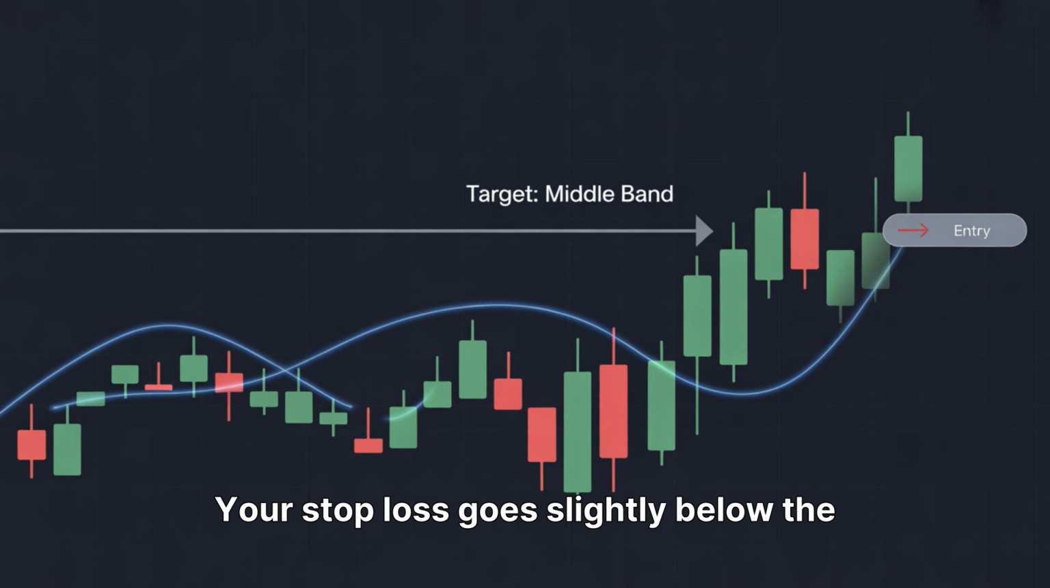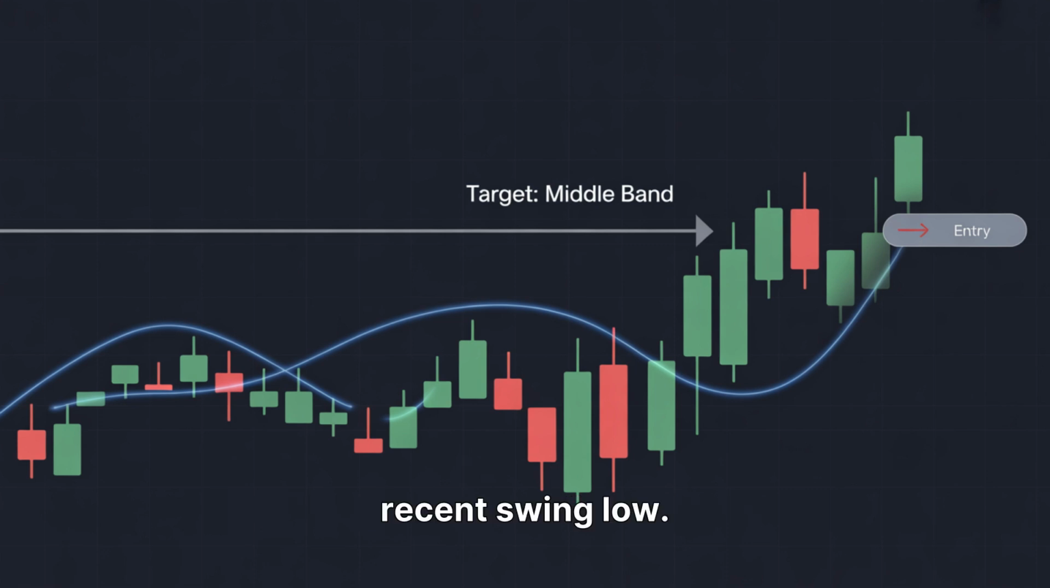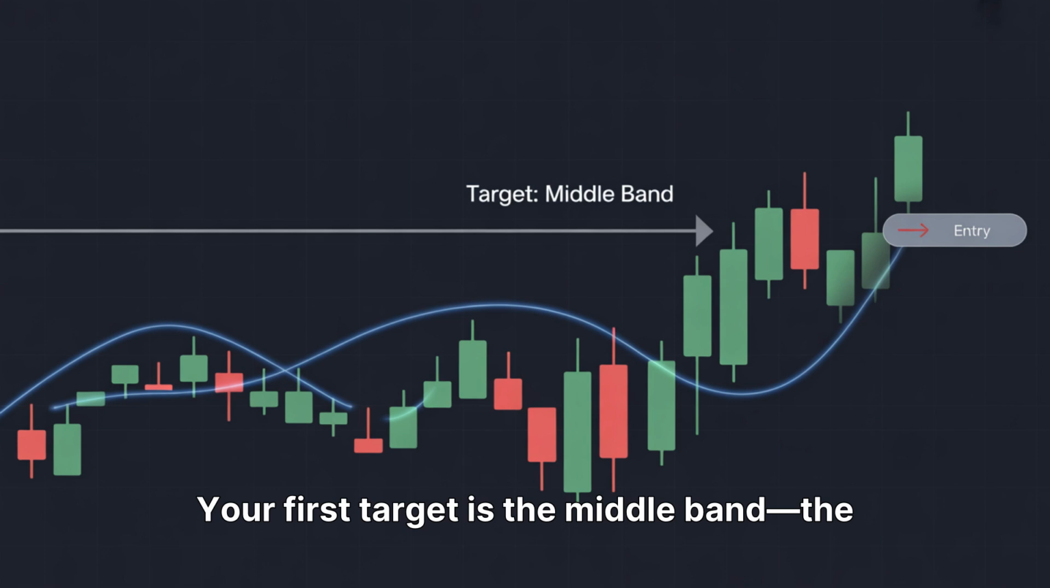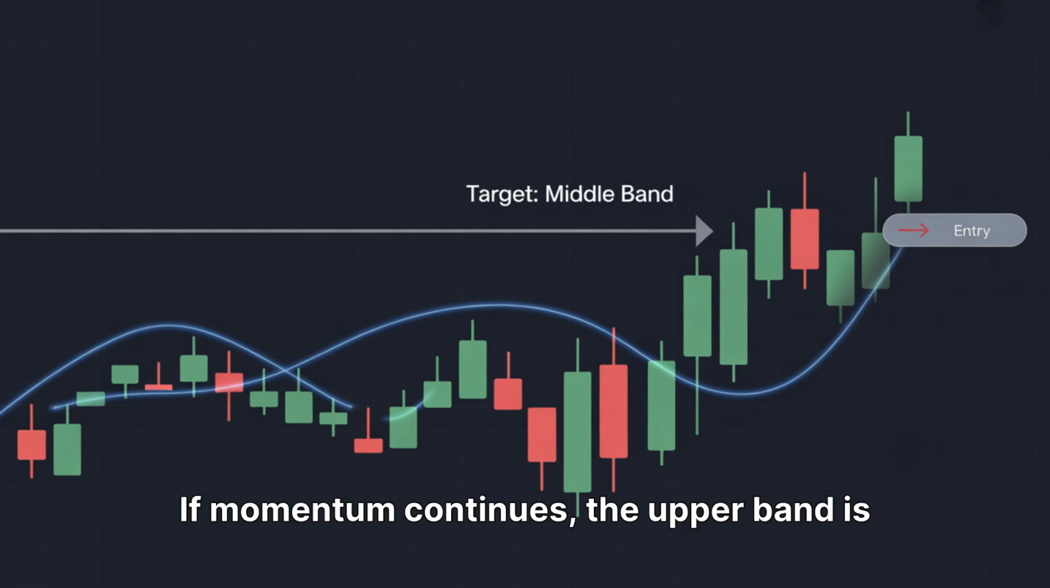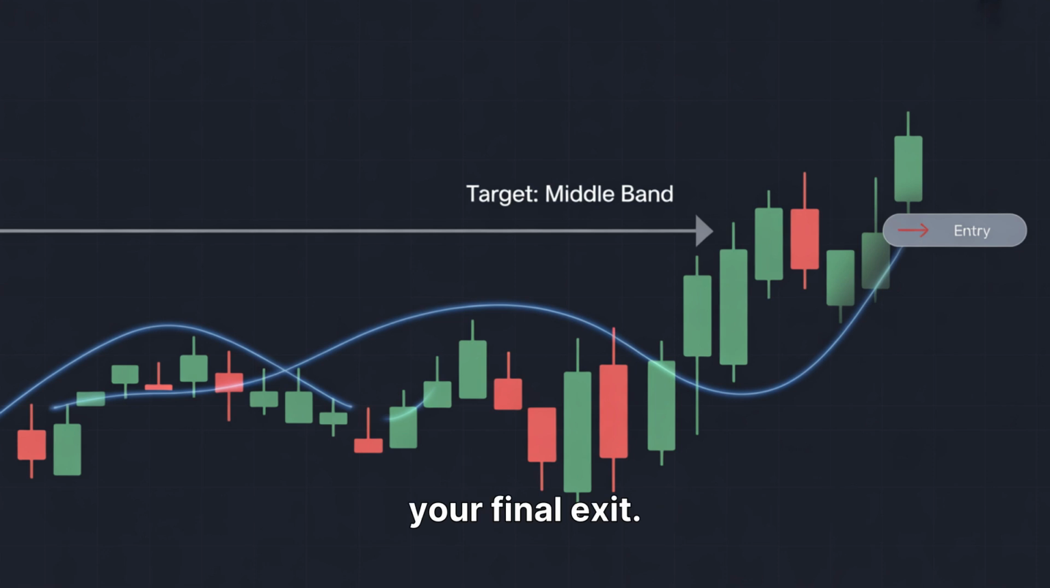Your stop loss goes slightly below the recent swing low. Your first target is the middle band, the 20 SMA. If momentum continues, the upper band is your final exit.